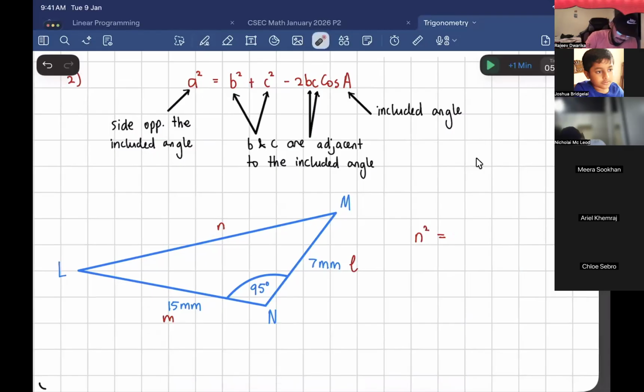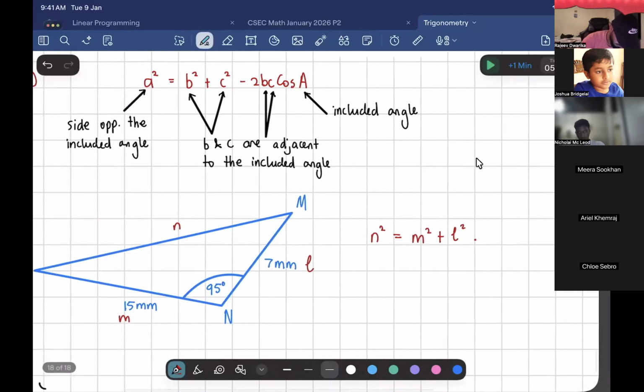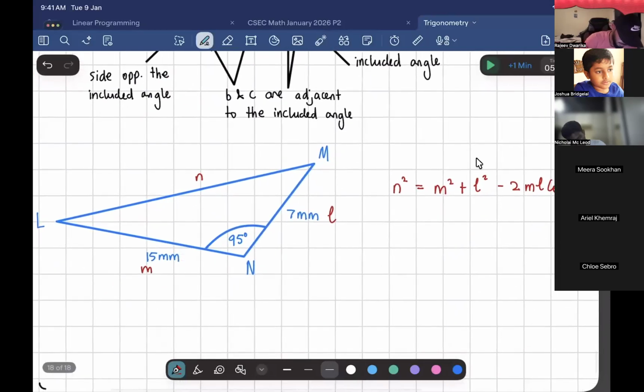in the last example, B and C were the adjacent sides for the included angle. So in this question, what are the adjacent sides? M and L. So tell me what to write, the letters first. Formula: m squared plus l squared minus 2 m l cos N. Perfect. Excellent.